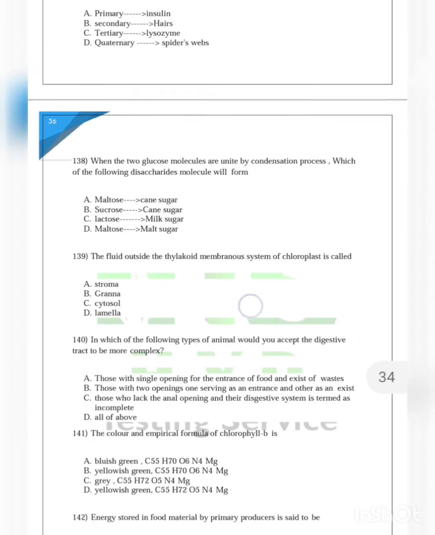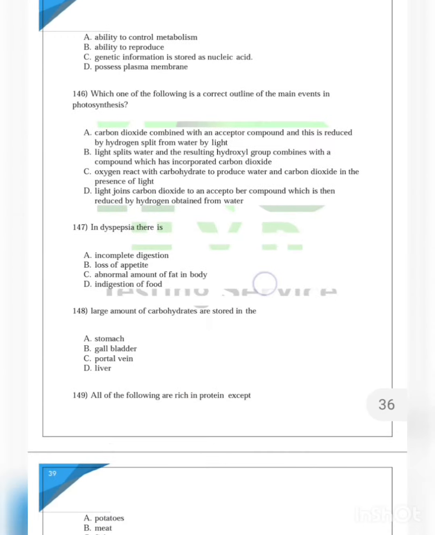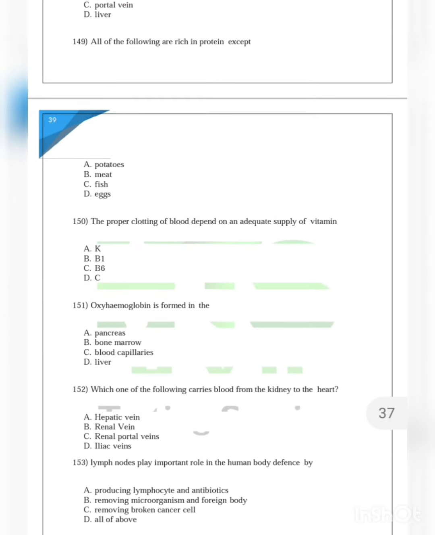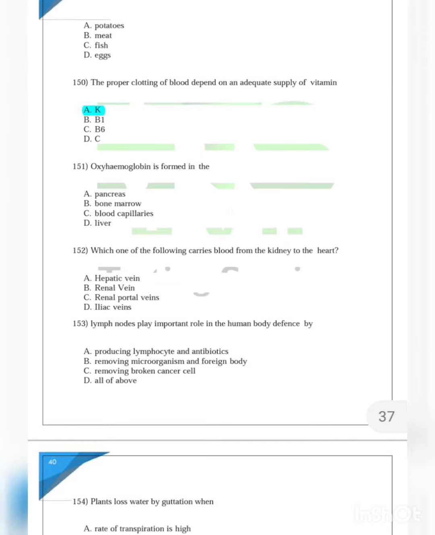Which pair is mismatched? Okay. Calvin cycle. This is also human. The proper clotting of blood depends on an adequate supply of vitamin. This is vitamin K. Vitamin K helps in our blood clotting.